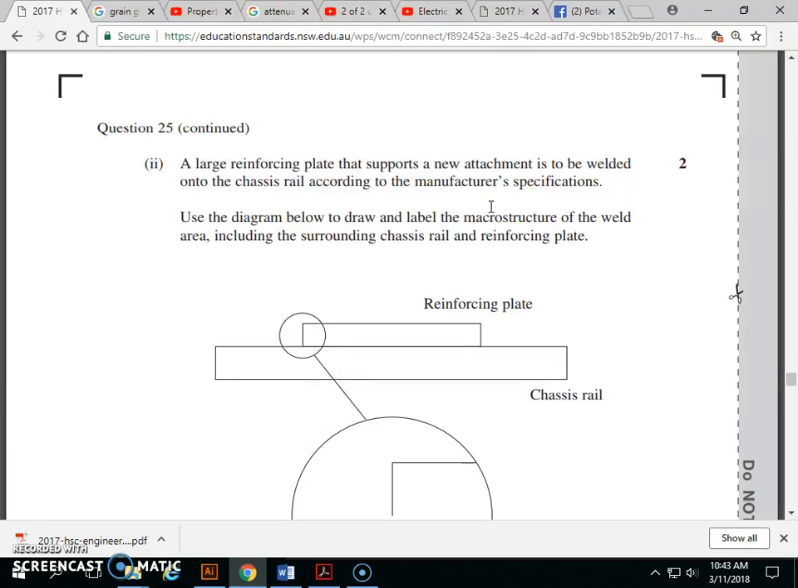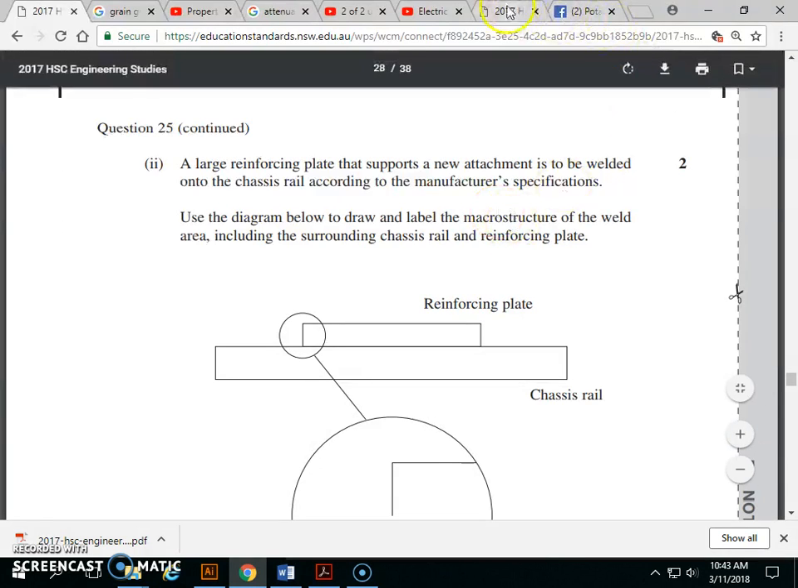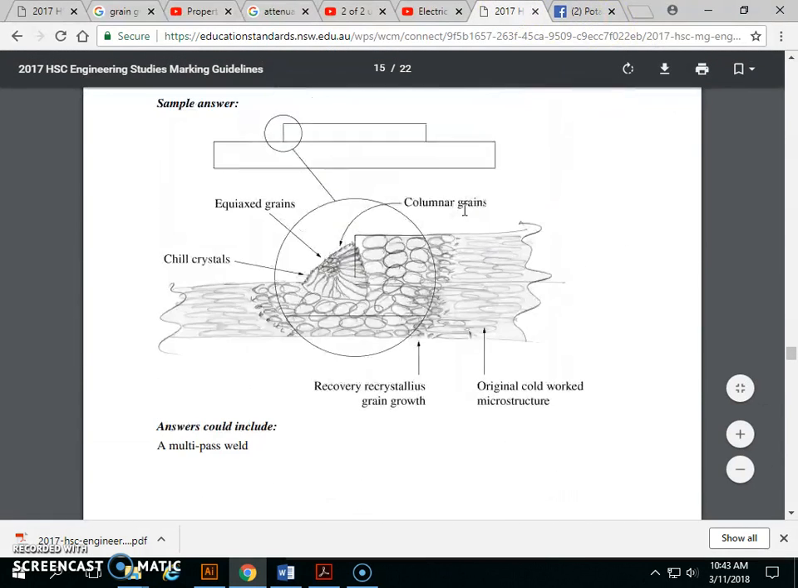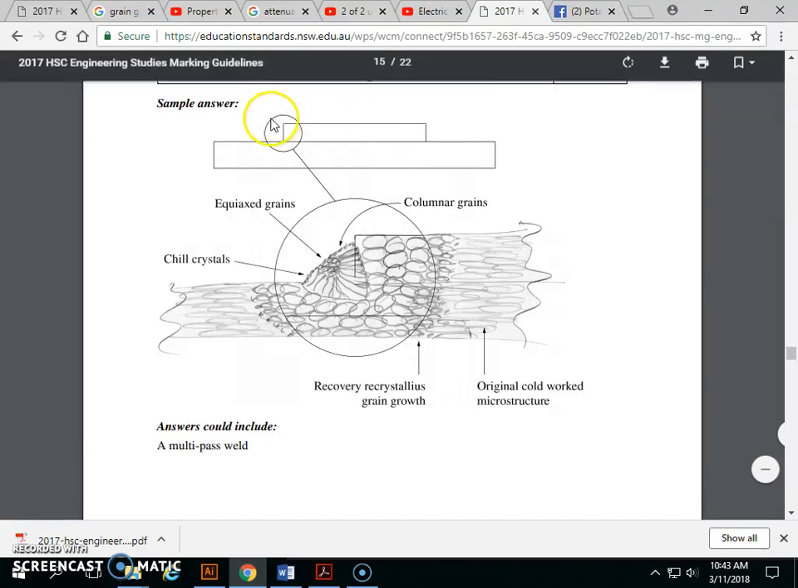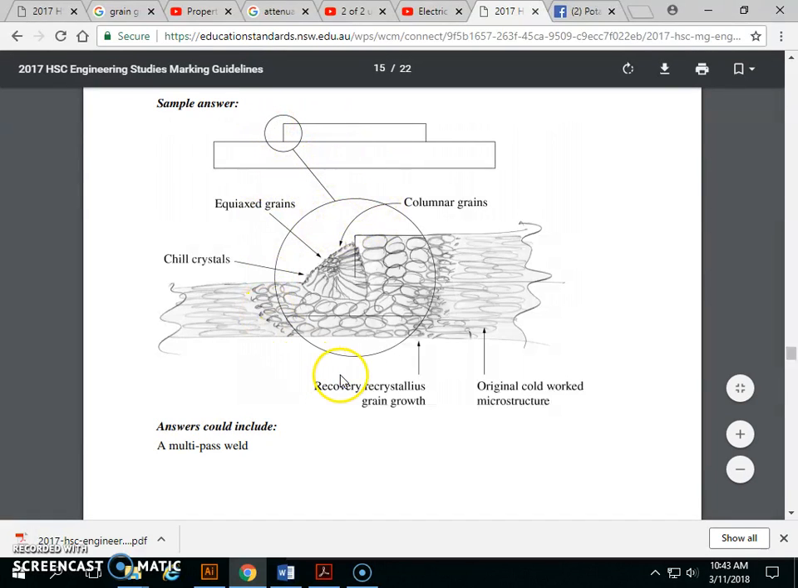Okay, moving along. They want us to draw a weld. I'm not going to go into it. I'm just going to show you. Boom. That's a weld. You need to know how to do that. Yep, you need to know how to draw a weld. Now, important is they've told you the heat affected area. So that means you need to know where the little grains are, because that's where the heat affected area stops. We assume that everything is cold worked.